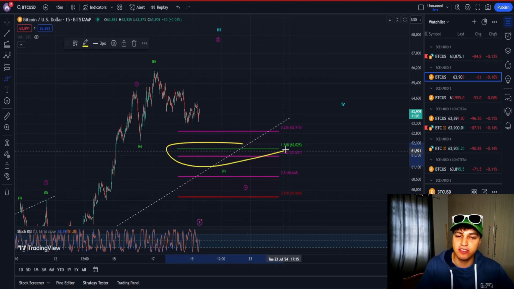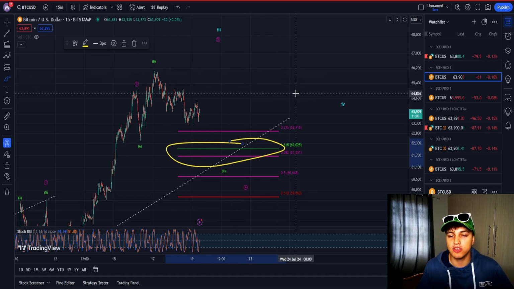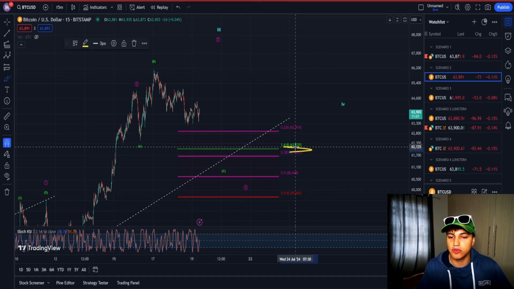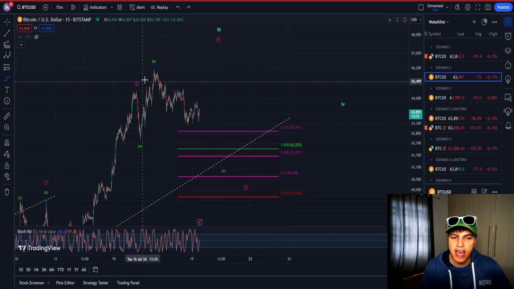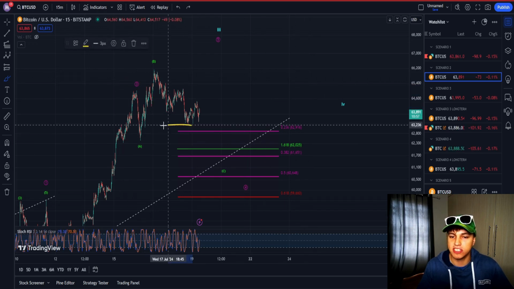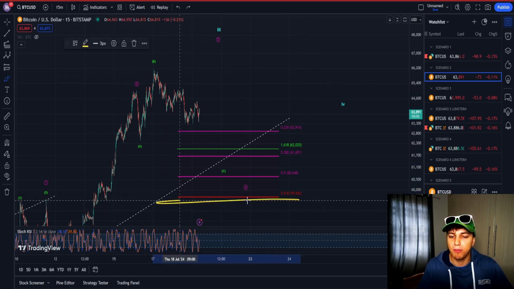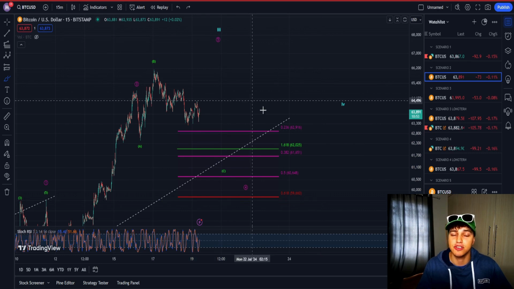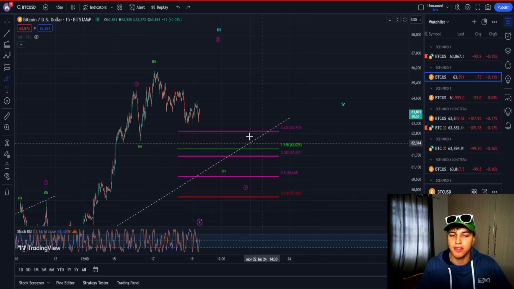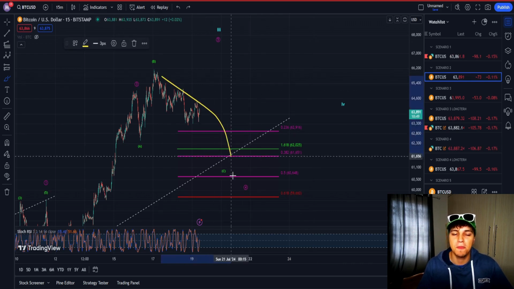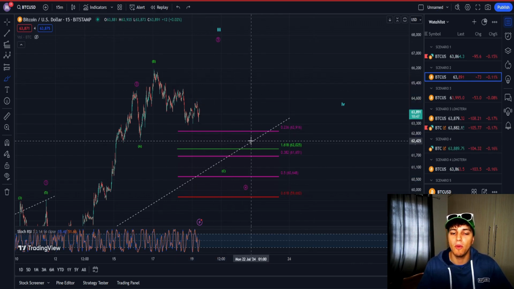This expanded flat targets around the 1.618 at $62,025, and this entire wave 4 sits between this purple box, invalidating at the 0.618 at $59,600. Then something would turn more bearish.